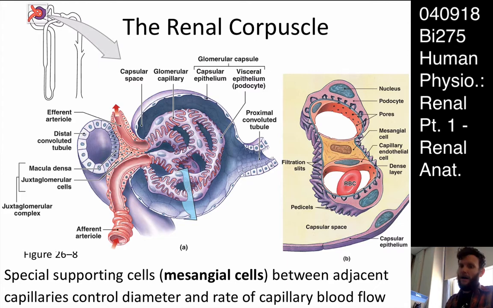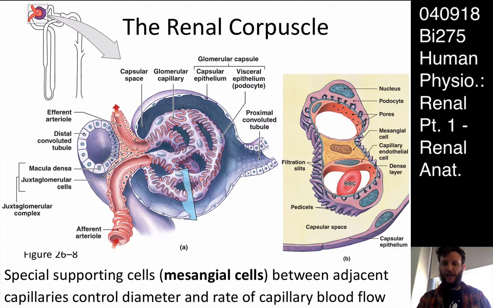And they are contractile cells that help control the diameter of the capillaries in the glomerulus, and in so doing, they change the capillary blood flow.